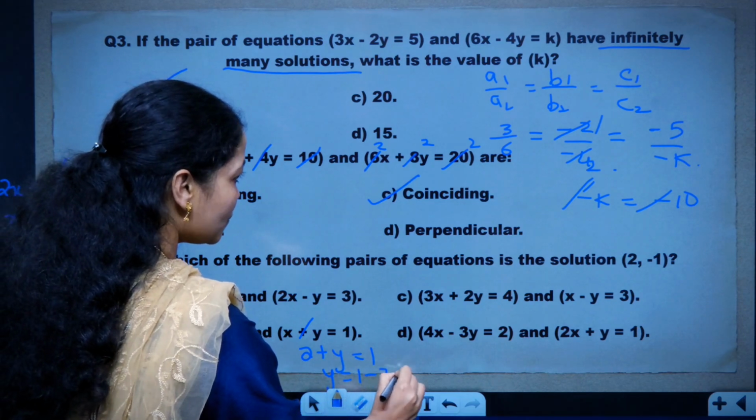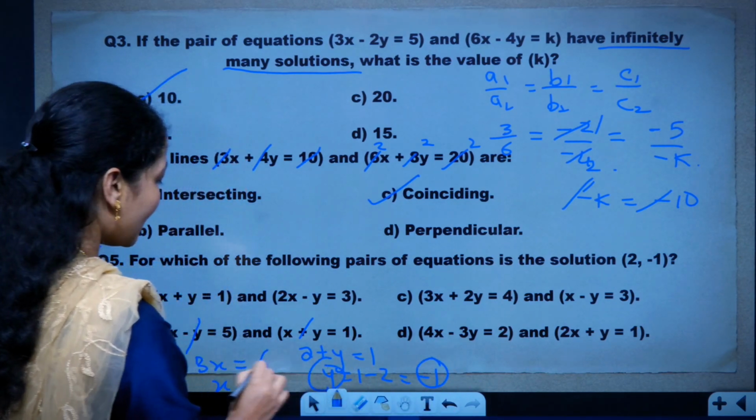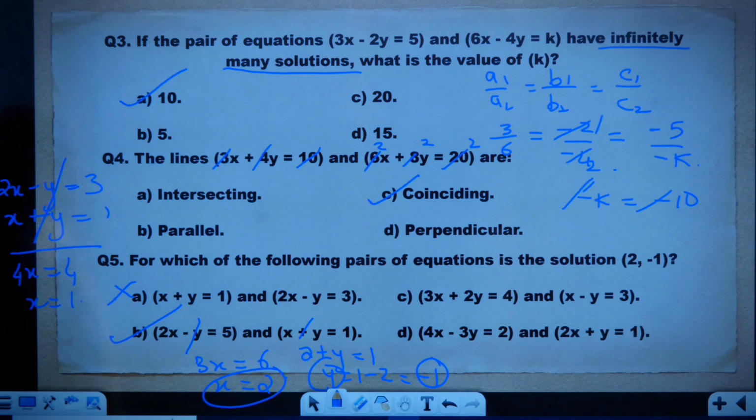y is 1 minus 2, which is negative 1. So I'm getting the exact values of x and y. So option B is my right answer here.